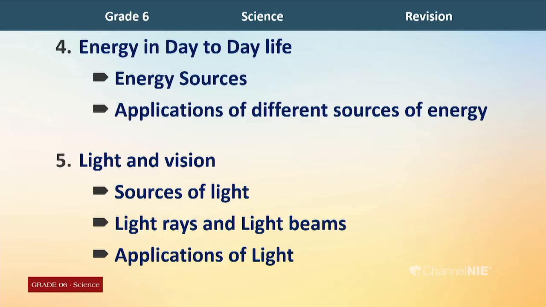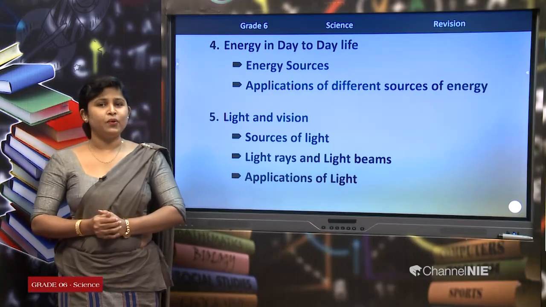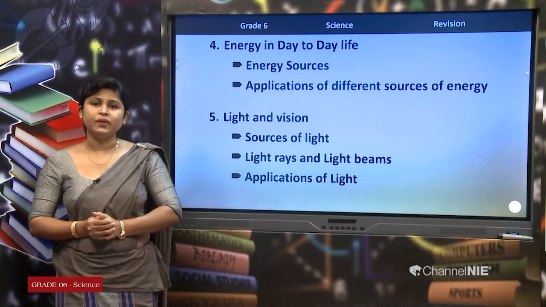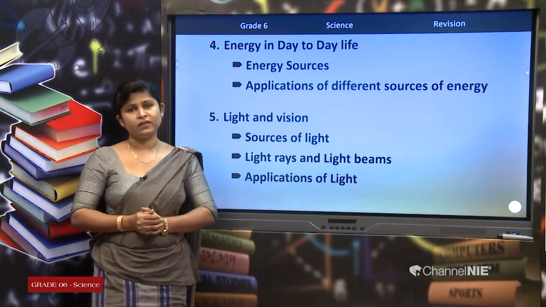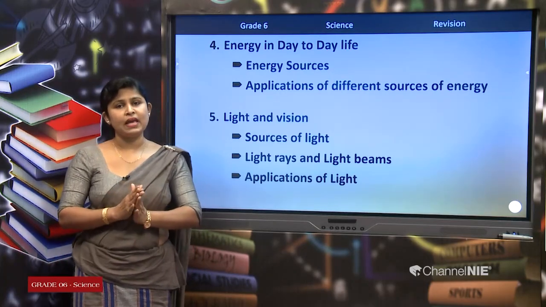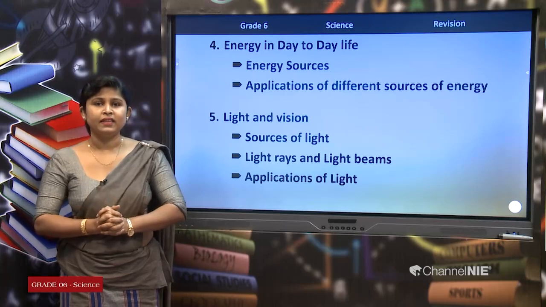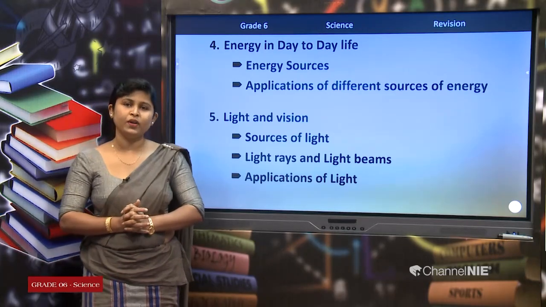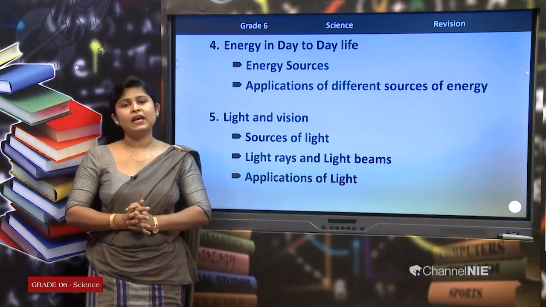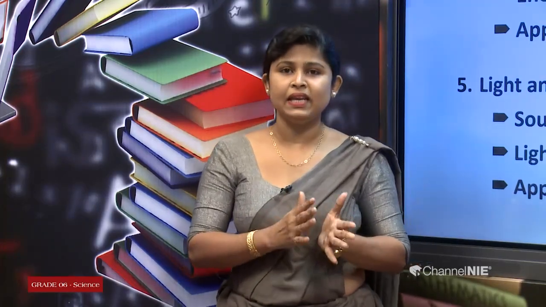Then, light rays and light beams. Now, I'm sure that you can draw a light ray and you can draw a light beam. You can draw a light ray as a straight line and there should be an arrowhead on the line. A light beam is a collection of light rays, a number of light rays combined together to make a light beam. I'm sure that you know the difference between a light ray and light beam.